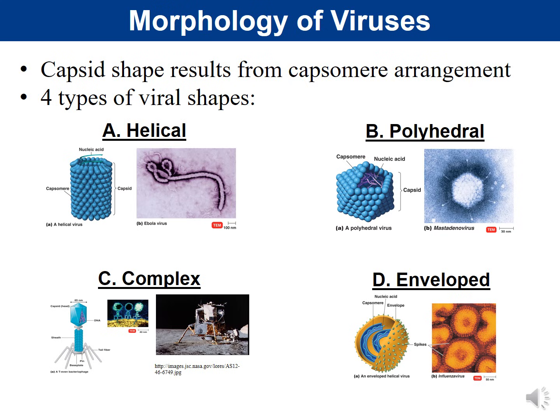So if we look at the morphology of viruses, the capsid shape results from different capsomer arrangements. And so there are four main types of morphology. The first is going to be what we call a helical virus. So here's an example of a helical virus. And this is going to be a hollow cylinder with nucleic acids inside. And so an example of this is Ebola.